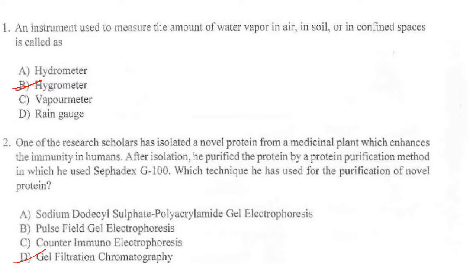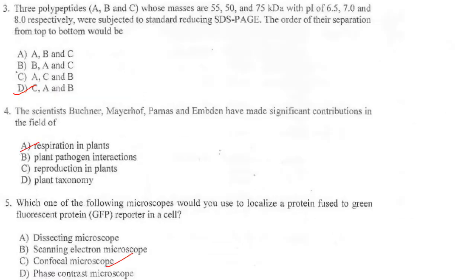Then, one of the research scholars has isolated a novel protein from a medicinal plant which enhances immunity in humans. After isolation, he purified the protein by a protein purification method in which he used Sephadex G100. Which technique has he used for the purification of the novel protein? So he has used gel filtration chromatography. Why? Because Sephadex G100 is used in gel chromatographic techniques. A similar question was asked in one of the entrance examinations conducted by the university. I don't remember which paper, but it was asked.